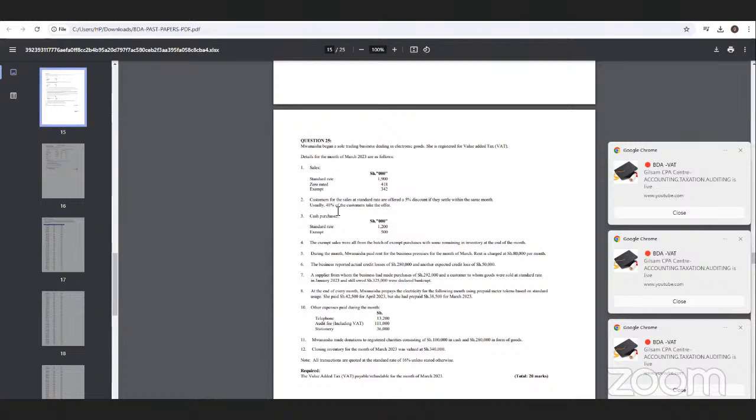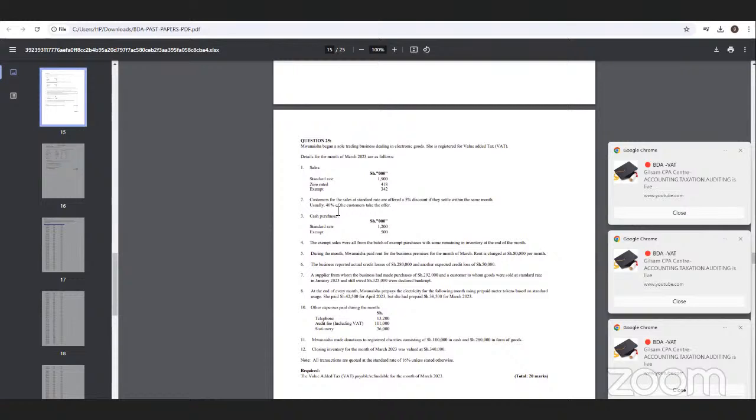And then number 3, we have been given the cash purchases, the standard and the exempt. Also number 4, exempt sales were all from the batch of exempt purchases, with the same remaining in the inventory at the end of the month. So they have not been sold.